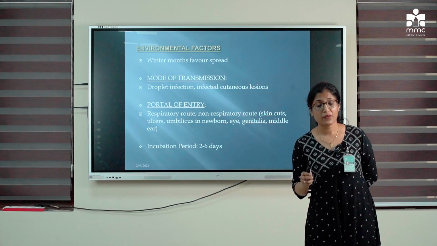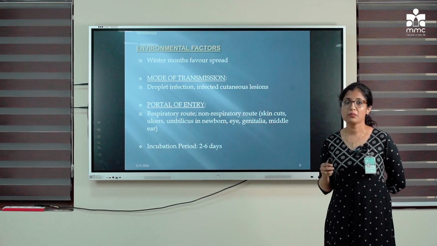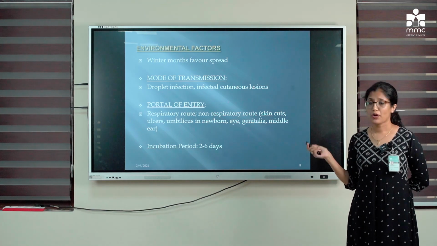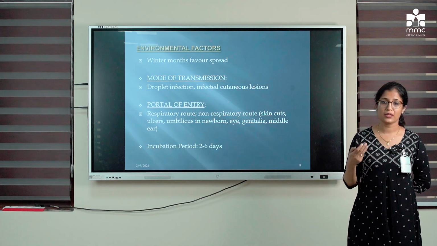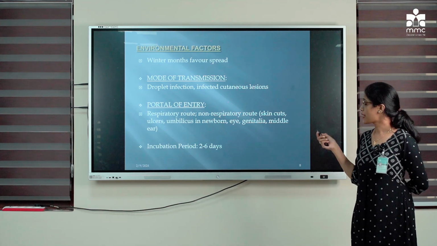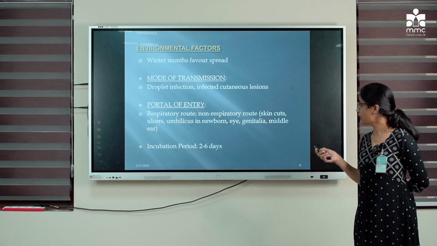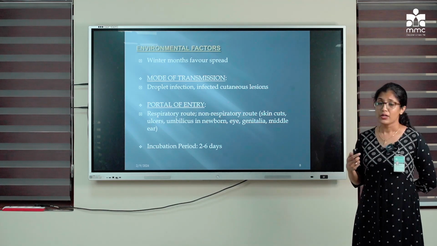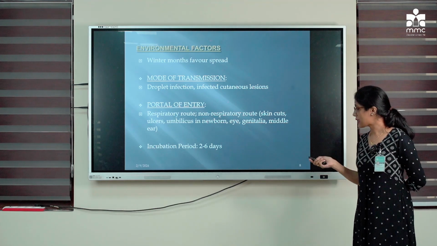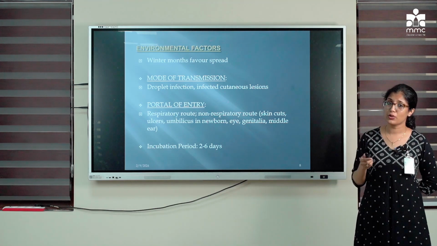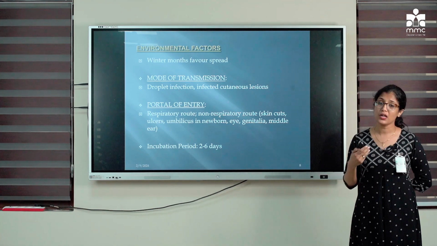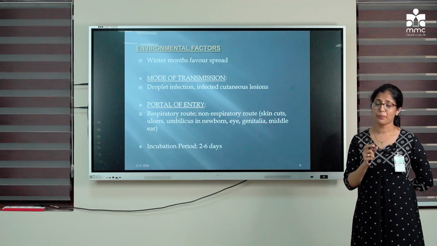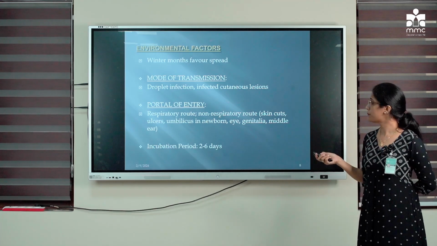Coming to the third main factor, which is the environmental factor, winter months favor the spread of the disease. Mode of transmission, I have already talked about the respiratory and the non-respiratory part. The modes of transmission include droplet infection and infected cutaneous lesions, and the portal of entry is respiratory as well as non-respiratory. Non-respiratory routes include skin cuts, ulcers, the umbilicus in the newborn, the genitalia, eye, or the middle ear. The incubation period is very short, which is 2 to 6 days.